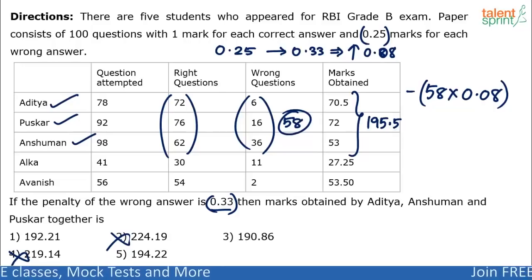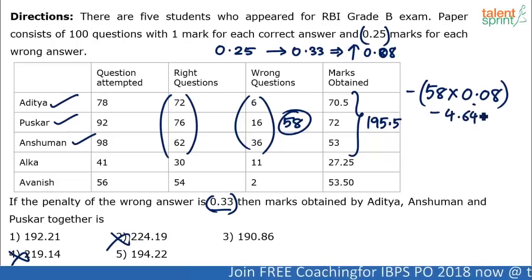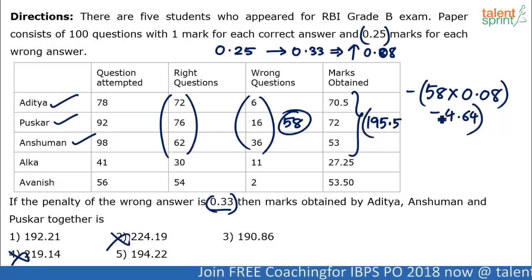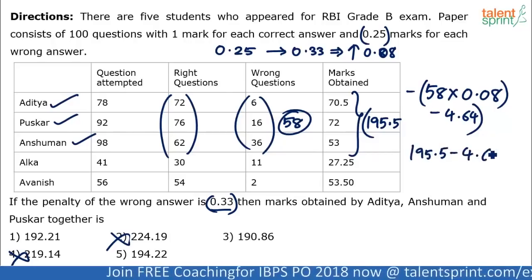So 58 into 0.08. 58 into 8 basically. What is 58 into 8? 50 into 8 is 400. 8 into 8 is 64. So this is 464. You understand? 58 into 8 is 464. But 58 into 0.08 will be 4.64. So this comes out to be minus 4.64. That's it. You're done. The answer should be 195.5 minus 4.64.